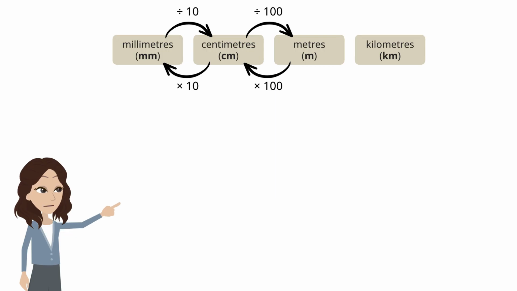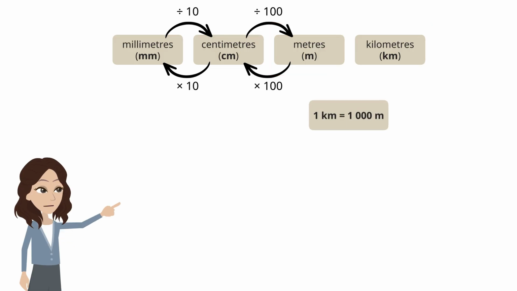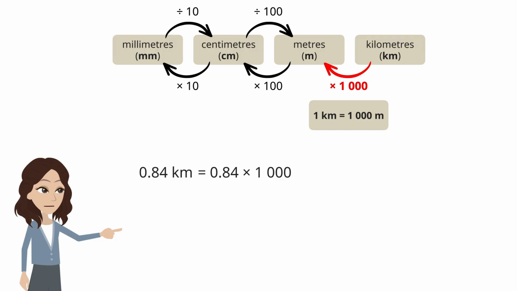Finally, let's convert between meters and kilometers. 1 kilometer is equal to 1,000 meters. What is 0.84 kilometers in meters? To convert from kilometers to meters, we multiply by 1,000.